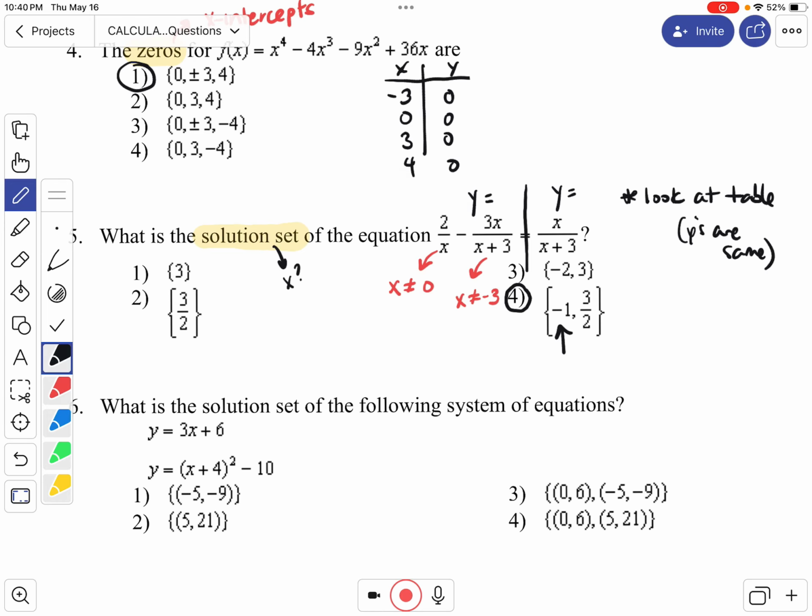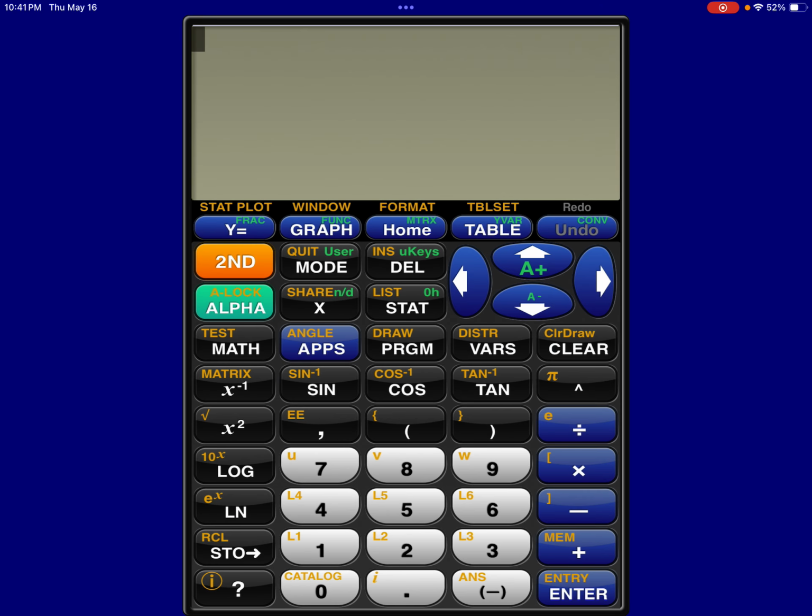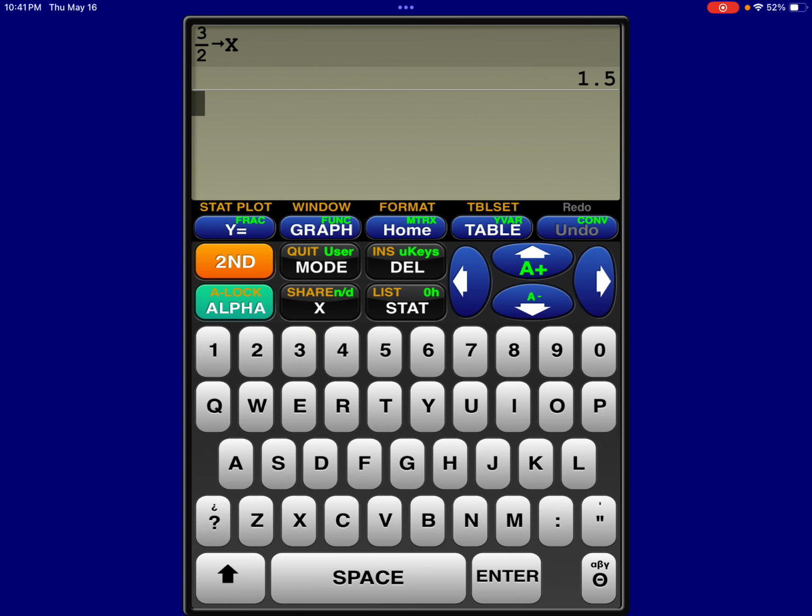Now, unfortunately though, I can't really look at my table unless I change it to check. So let's go the good old-fashioned way, and let's actually store 3 over 2 in and check it. I actually kind of prefer this way, to be honest with you, rather than going to my y equals, but I did want to just show you that option. So I'm going to go ahead and store 3 over 2 in x just to see, does the left side match the right side?